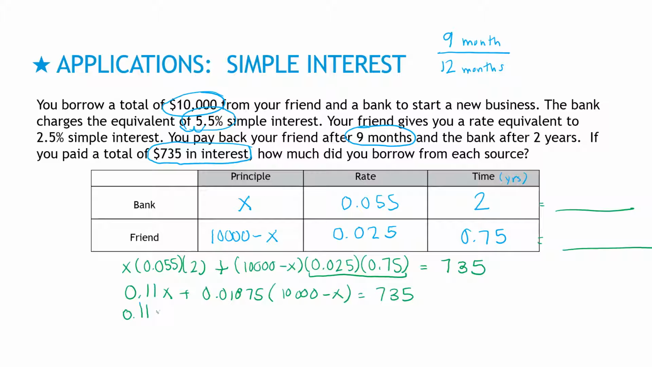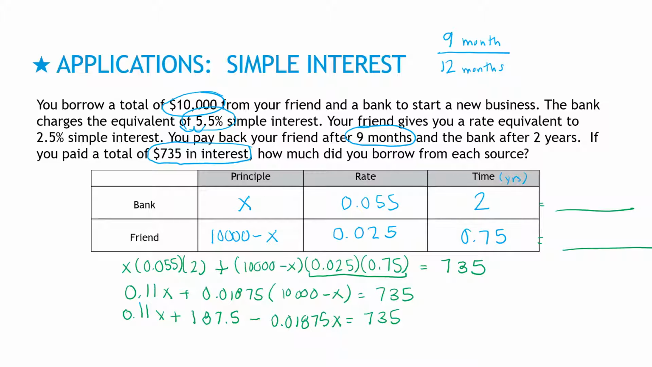So 0.11x, and now I'm going to distribute. So if I take that times 10,000, obviously it's just going to move the decimal place, 187.5 minus 0.01875x equals 735. Now before I start getting too crazy, I want to combine like terms.